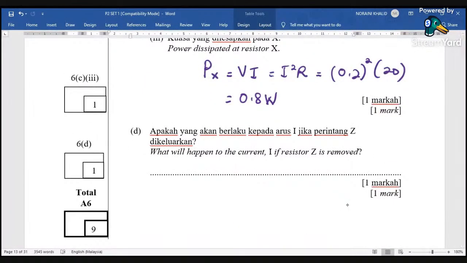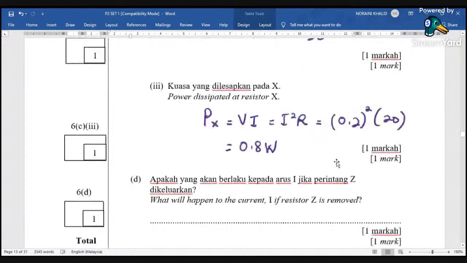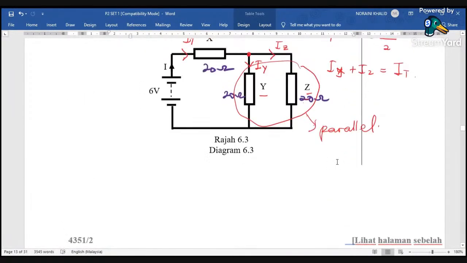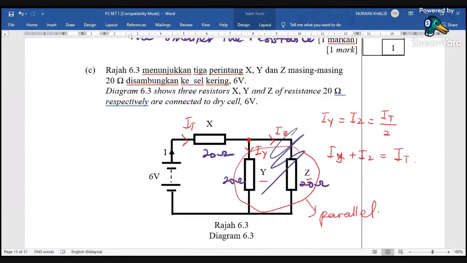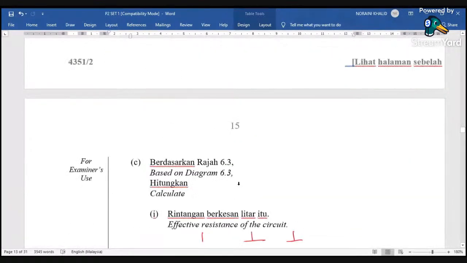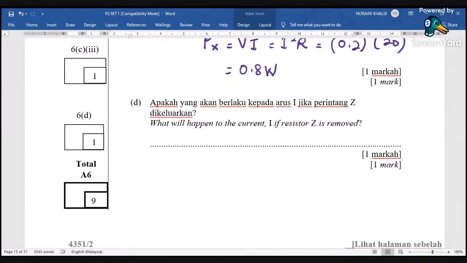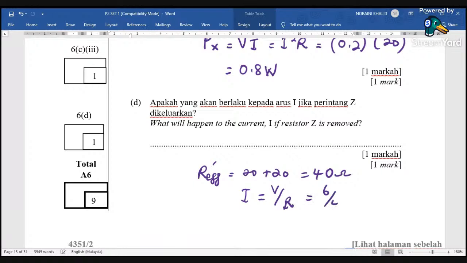What will happen to the current if resistor Z is removed? If Z is removed, we just have two series resistors. So the effective resistance will become 20 plus 20, which is 40 ohm. So when effective resistance increases, what happens to the current? Current equals V over R, that's 6 divided by 40.